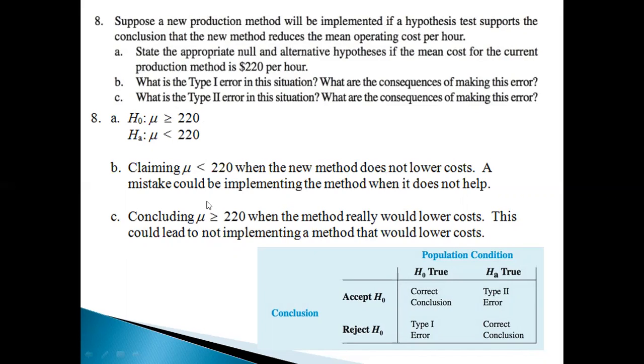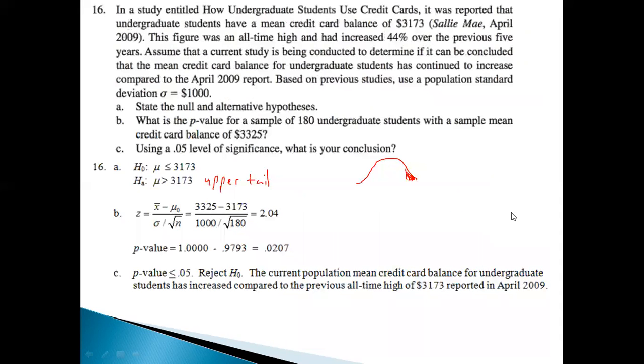Now, type 2 would be when we accept the null hypothesis when the method would actually lower the cost. So the alternative is actually true. Now, this could lead us not to implement a method that would actually lower our costs.